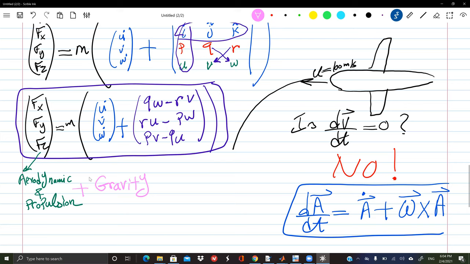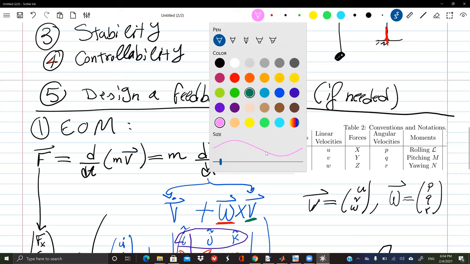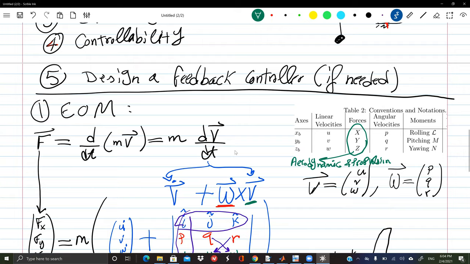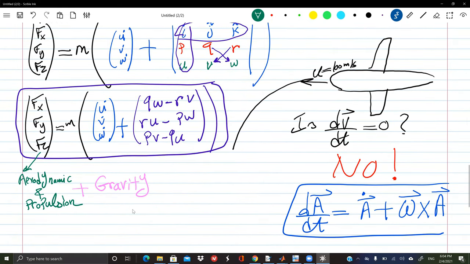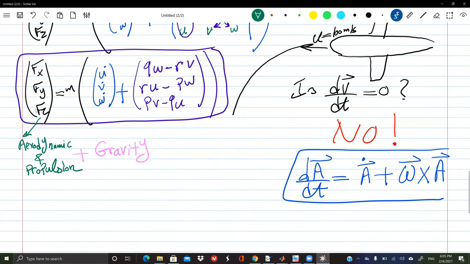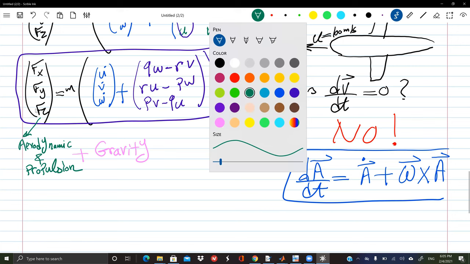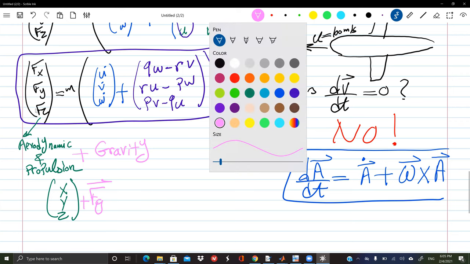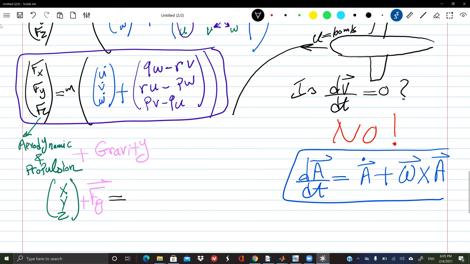So you're going to expand Fx, Fy, Fz as large X, large Y, large Z in green, the aerodynamics. So these things here, X, Y, Z, these are the aerodynamic and propulsion forces, okay? Forces coming from the aerodynamics and the engine. And gravity, we know it's just mg, straight downward, right? So I'm going to write down this equation of motion as the following. It's X, Y, and Z plus F gravity vector, which I know is mg straight downward. And I'm going to say this is equal to whatever I have from here, right? Let's just get this.